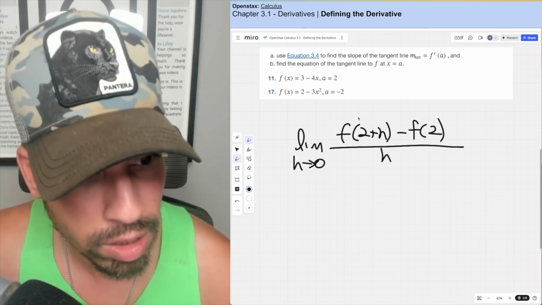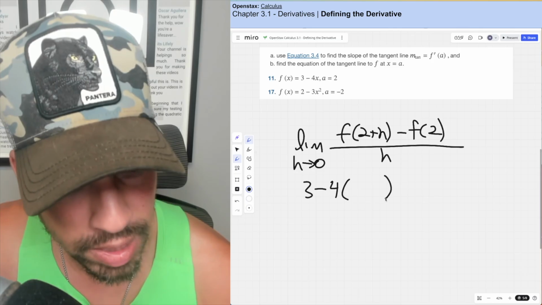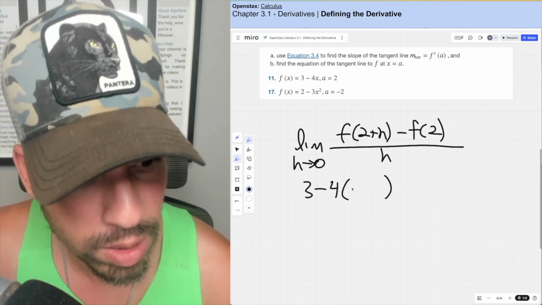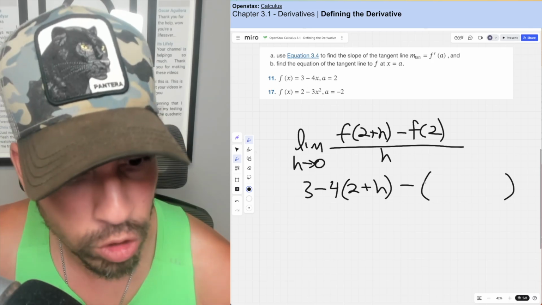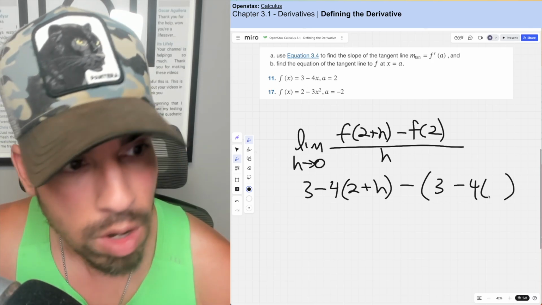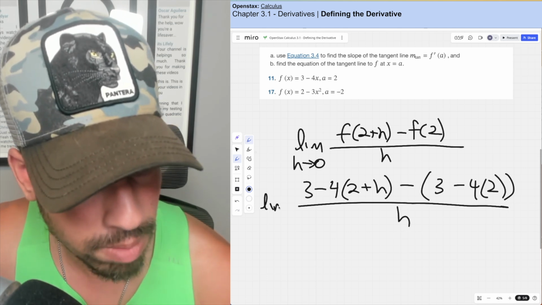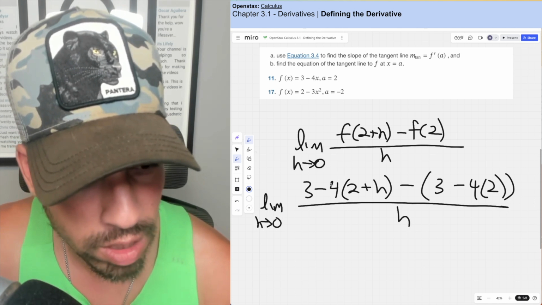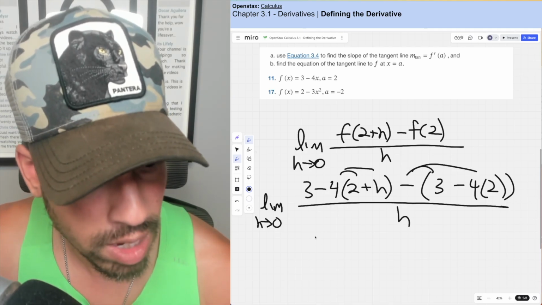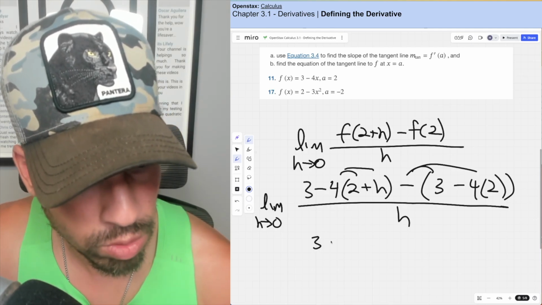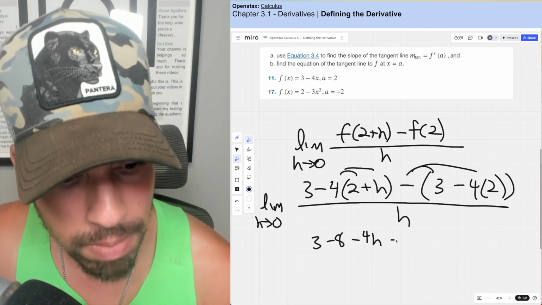All right, now let's plug and chug here, right? So we've got 3 minus 4, and in place of x, I'm plugging in the 2 plus h, minus f of 2, which is 3 minus 4, replacing x with 2 over h. And again, we're still taking the limit as h approaches 0. All right, now let's simplify. So we're going to distribute that negative, and we've got 3. Negative 4 times 2 is negative 8. Negative 4 times h is negative 4h. And then we got minus 3.